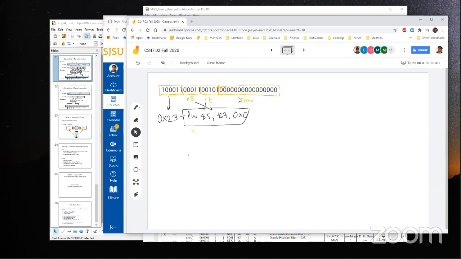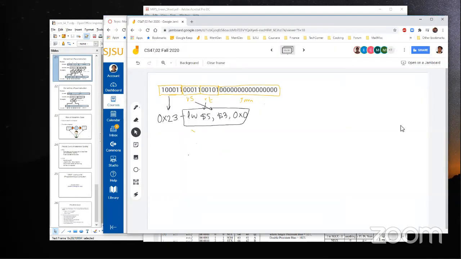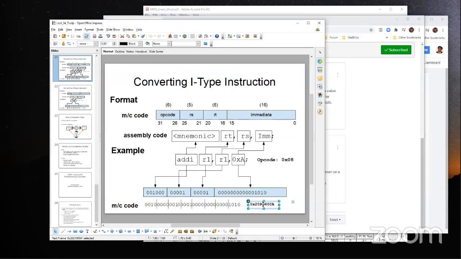Is that clear, Charlotte? I'm not sure how a human would consume the machine code when it's in hex. Because if you're looking at the code and you know that load word is 2.3, you won't see 2.3 at the beginning of the machine code, even if it's in hex. So what's the point of the machine code in hex?